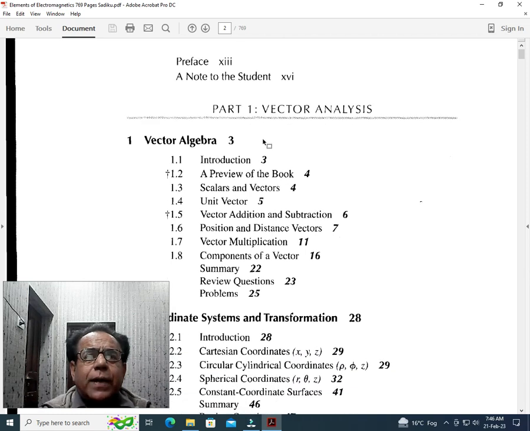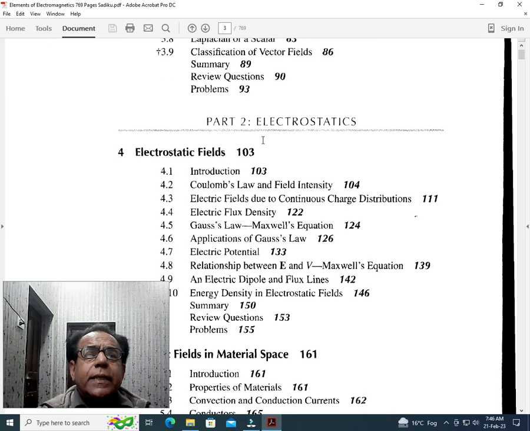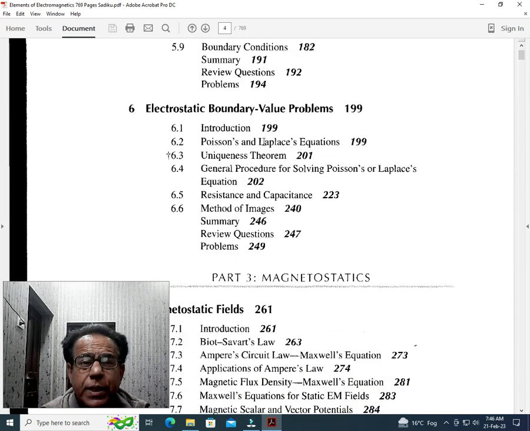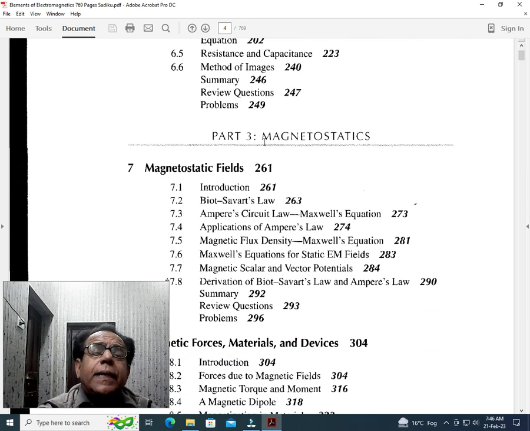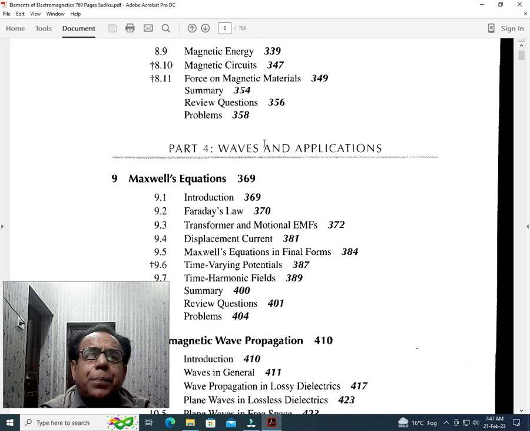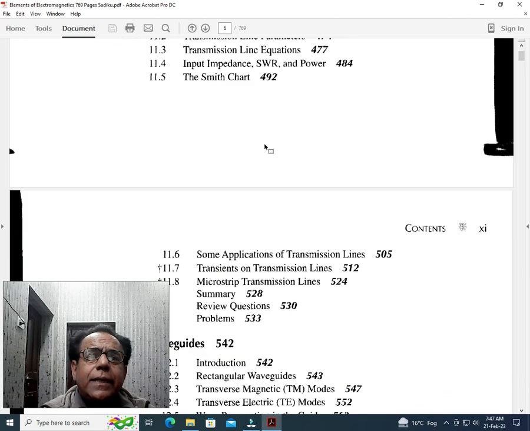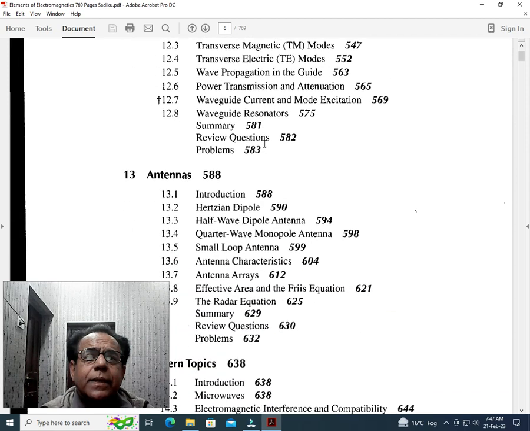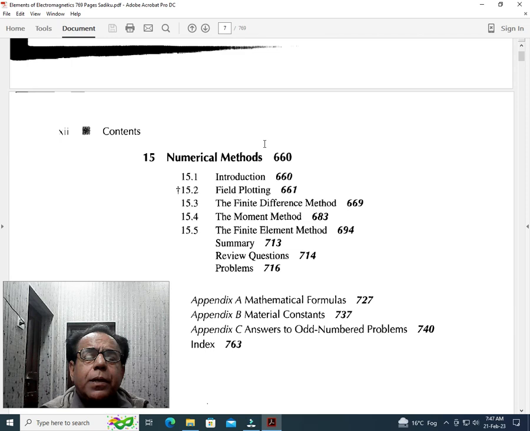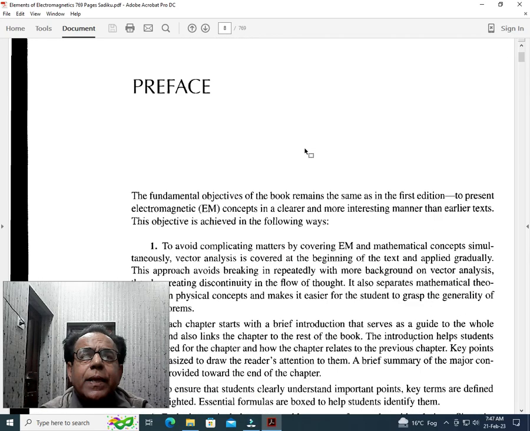We see its contents. Chapter 1, vector algebra; chapter 2, coordinate systems and transformation; chapter 3, vector calculus; chapter 4, electrostatic fields; chapter 5, electric fields in material space; chapter 6, electrostatic boundary value problems; chapter 7, magnetostatic fields; chapter 8, magnetic forces, materials and devices; chapter 9, Maxwell's equations; chapter 10, electromagnetic wave propagation; chapter 11, transmission lines; chapter 12, wave guides; chapter 13, antennas; chapter 14, modern topics; chapter 15, numerical methods. The index is given at page number 763.